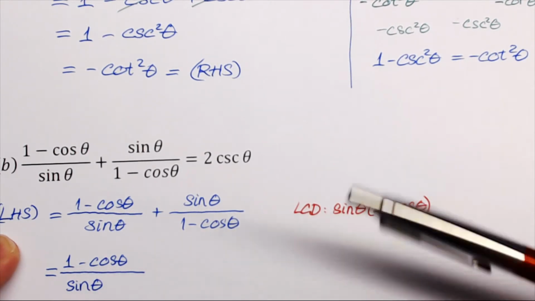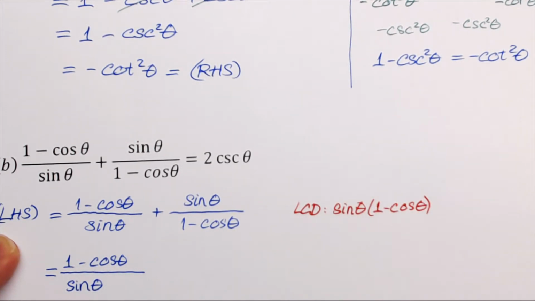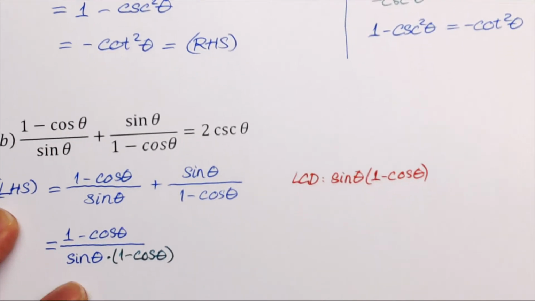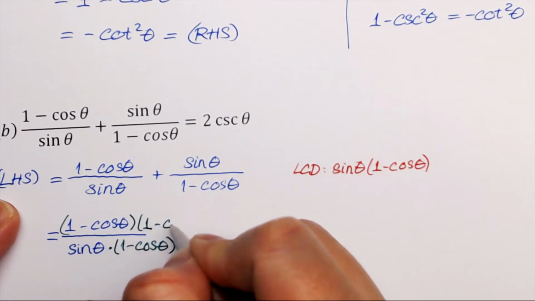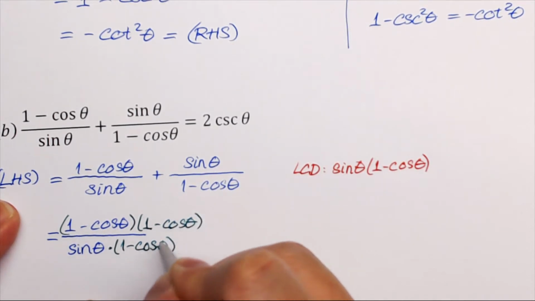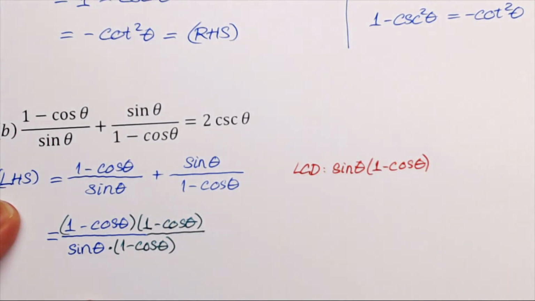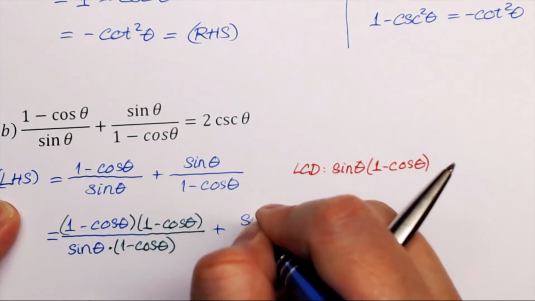Take a look at the right hand side, we have negative cotangent square. So somehow there's a formula relating cotangent square and cosecant square. And they are, which is cotangent square plus 1 is cosecant square.